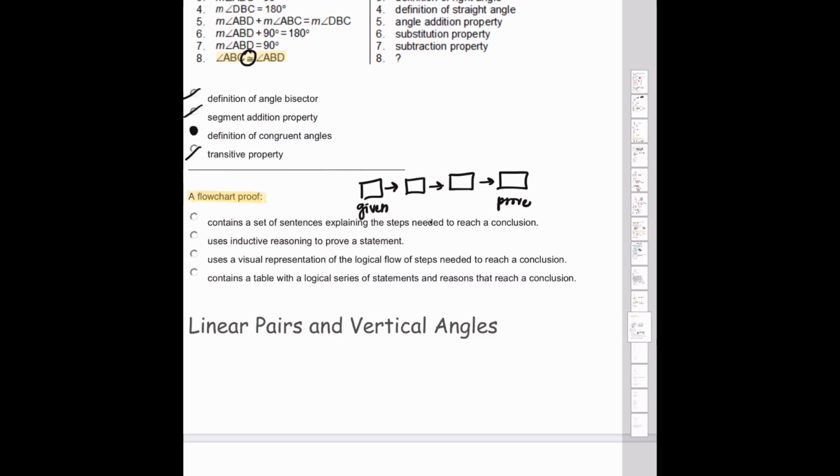The first one states that a flowchart proof contains a set of sentences explaining the given steps needed to reach a conclusion. Well, this actually sounds more like a paragraph proof, but let's look at the other examples. Uses inductive reasoning to prove a statement. Well, we learned that proofs actually use deductive reasoning to prove statements. So we can exit that one out.